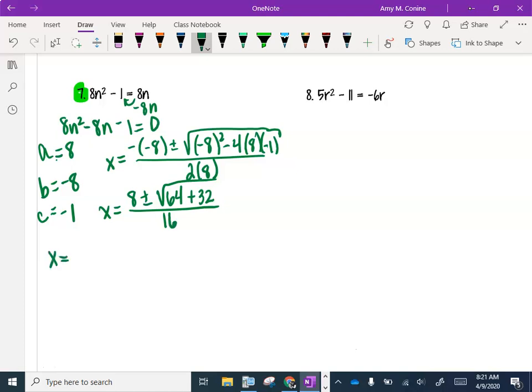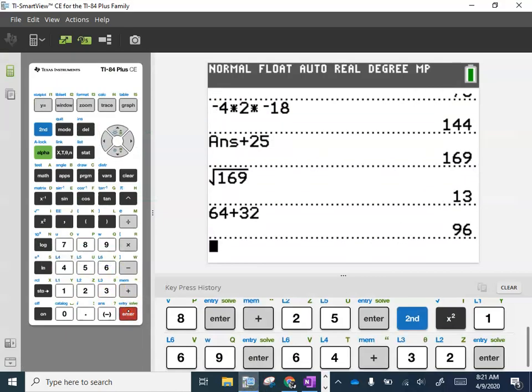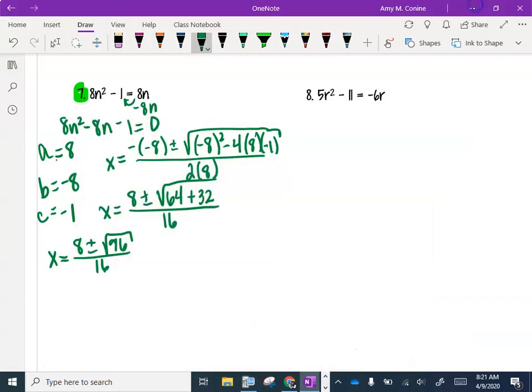Okay, so then 64 plus 32, we should have the square root of 96. Okay, so let's check it just to make sure, because we should always check our math, even those of us who are really good. So it's 96, so we're all right. So 96 is not a perfect square, but I bet that there is one within it.